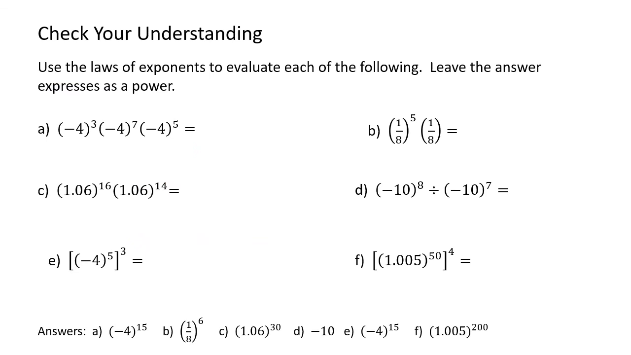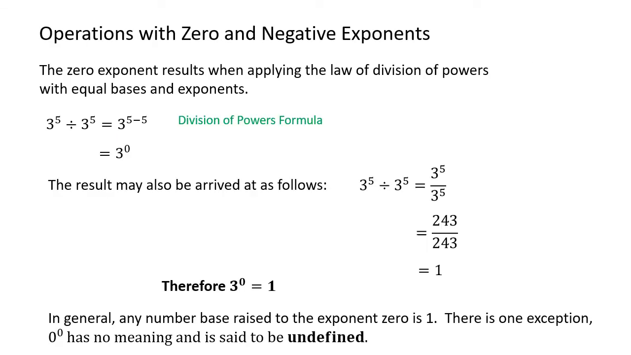Looking at a few more examples. Let's start with example A. We have negative 4 to the exponent 3 times negative 4 to the exponent 7 times negative 4 to the exponent 5. They all have the same base, and it doesn't matter if you're multiplying together 2 or 3 or 4 of them. You can still add the exponents together. So this is the same as negative 4 to the exponent. Let's look at a couple more instances where maybe the exponents are in different scenarios.